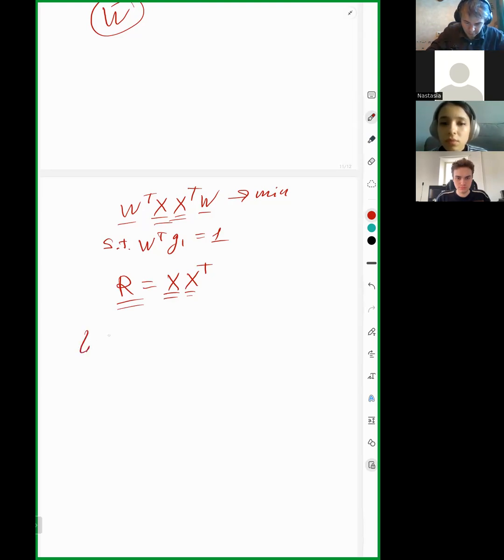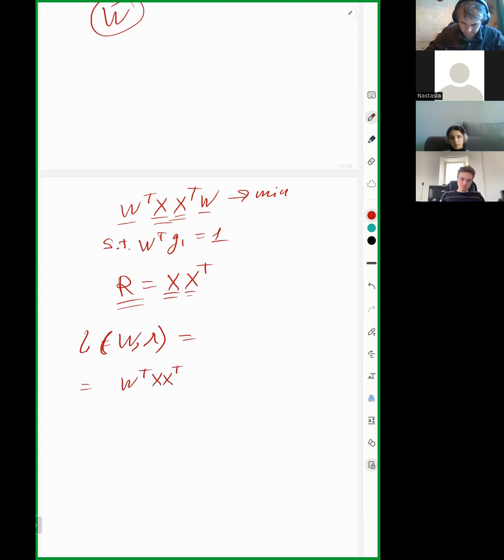Okay, Lagrangian, because to solve the constraint optimization problem, you do this. It just depends on W and lambda. It is the original functional that you want to minimize, plus lambda multiplied by the constraint, but the constraint you will have to rewrite so that it is W transpose G minus 1.